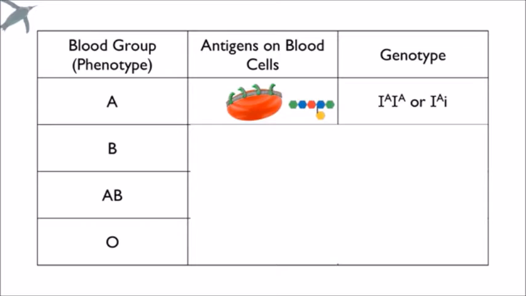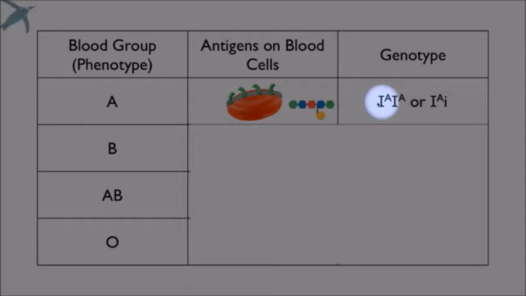Starting over here with people who have the A sprinkles. There are 2 ways that someone could inherit blood type A phenotype, or the A blood group. You can be homozygous for A, and this means that both parents gave you this allele.